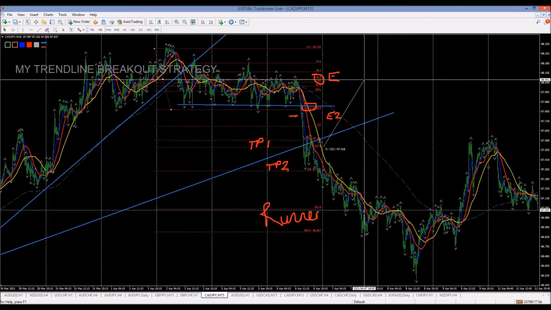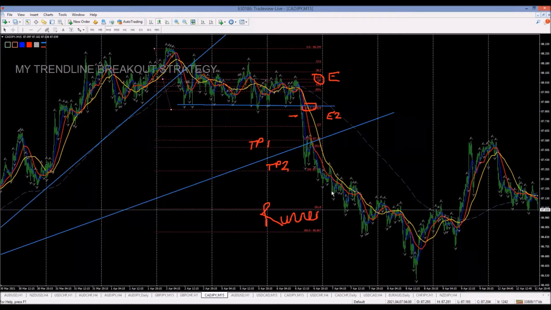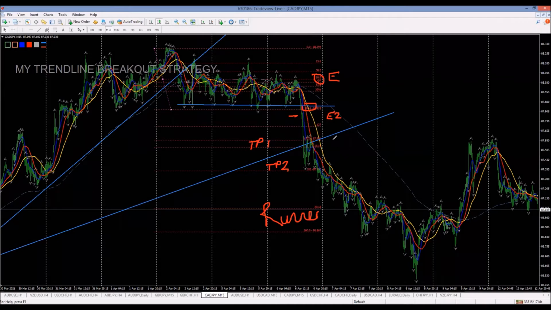Let's just do our take profit 1, 47 pips. And our take profit 2, 48. 48 and 47 is 95. Actually, we can even mark that on the chart, can't we? Yeah, so 47 pips, and this one here is 48 pips.